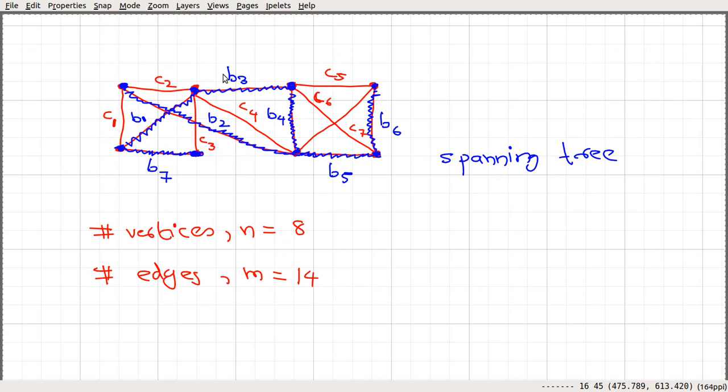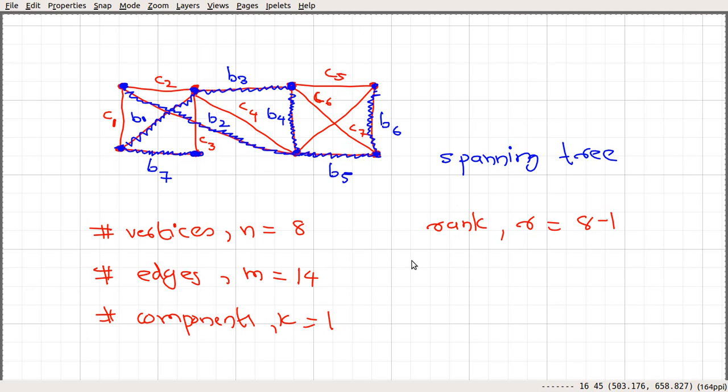So let me give an example of this. If you look into this particular graph, the number of vertices here is 8: 1, 2, 3, 4, 5, 6, 7, 8, and the number of edges is 14, and the number of components k here is 1, so it's a connected graph. So the rank R of this graph is n minus 1. In this case, since the graph is connected, that corresponds to the number of branch edges.